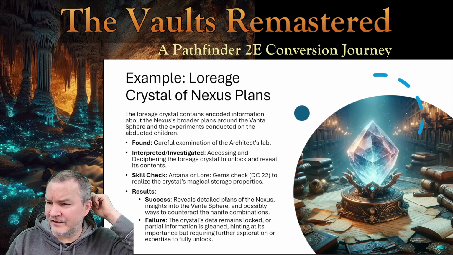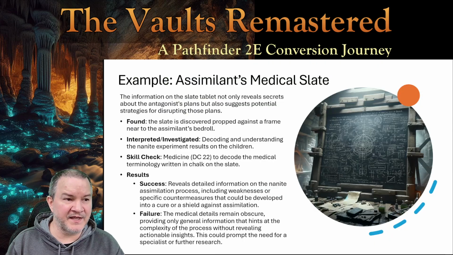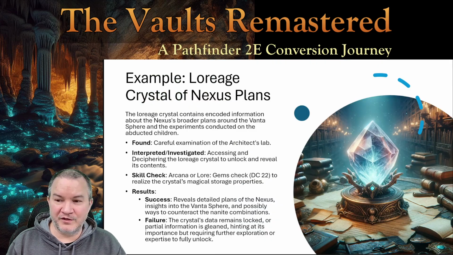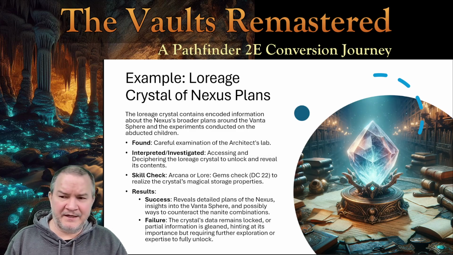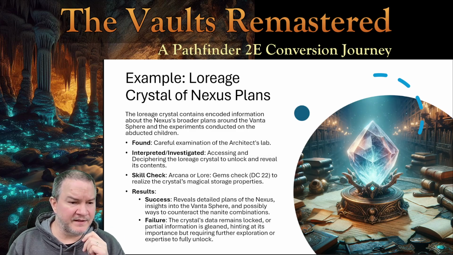This is that whole idea of you want to have multiple clues about the same thing. So in case the players, let's say, never find the slate over here, never interpret the language, the medical experiments and about the nanites, well, maybe they find this lorage crystal and interpret that because it has similar information. Or as a GM, you can have the same information on it, depending if they find one, both, or whatever. You're able to tweak this as needed.